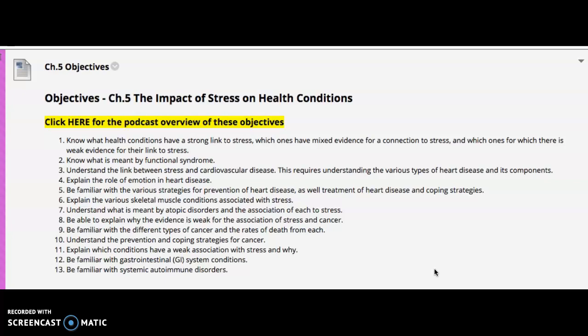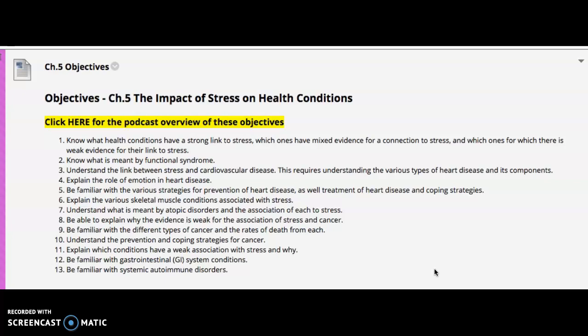And oftentimes stress is considered or suspected to be a cause or an underlying contributing agent to that stress illness. So we think of things like irritable bowel syndrome being a good example of a functional syndrome. So when we look at the strong evidence for cardiovascular disease, we see an overwhelming amount connecting cardiovascular disease to stress. Not necessarily that stress causes cardiovascular disease, but it's very closely connected and associated.